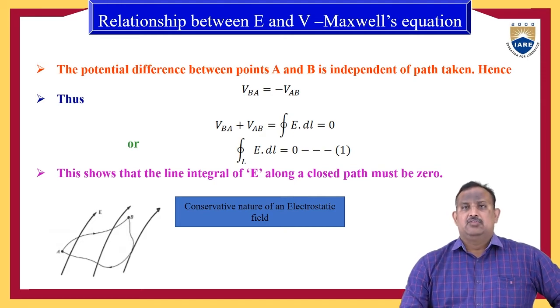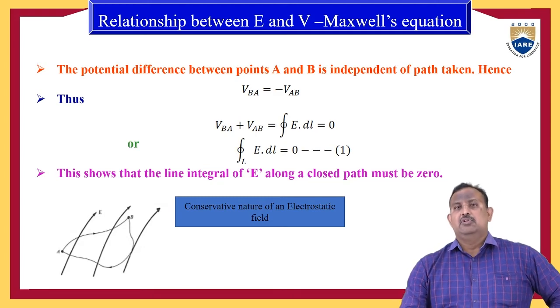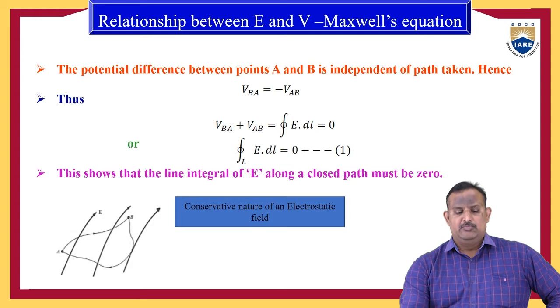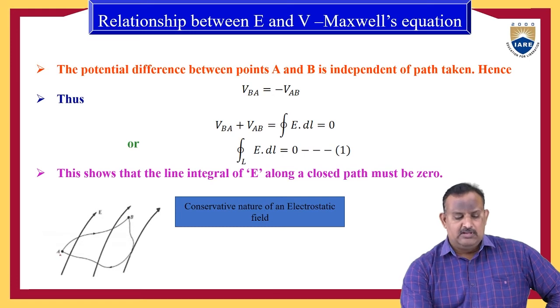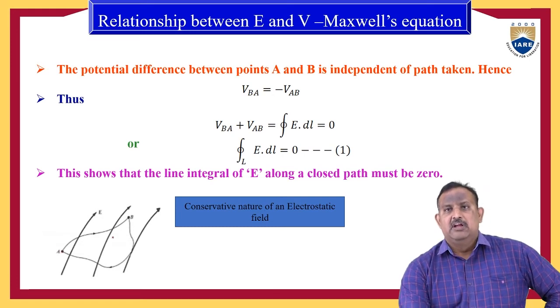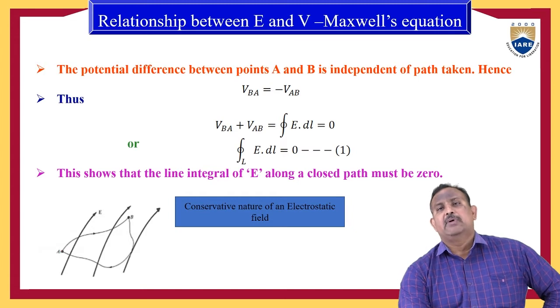To find the relation between electric field and potential, let us assume some electric field. In the electric field, assume a closed loop. Let us assume two points A and B. I want to move a point charge from point A to point B. To move a charge from A to B, I need to do some work.